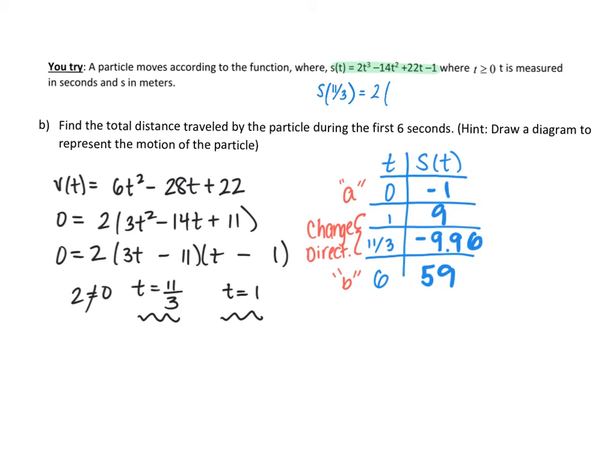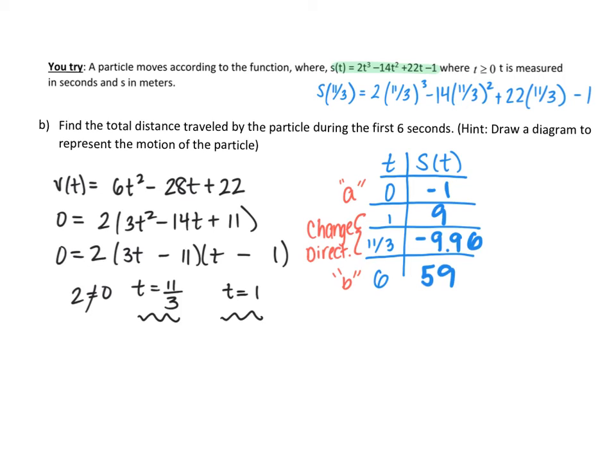So you'll have to type in 2 times 11 over 3 cubed minus 14 times 11 over 3 squared plus 22 times 11 over 3 minus 1. So take a minute and pause the video, type this into the calculator, and see if you get this value. And then once you're ready and you feel comfortable, you can hit resume and we'll move on to the graph.